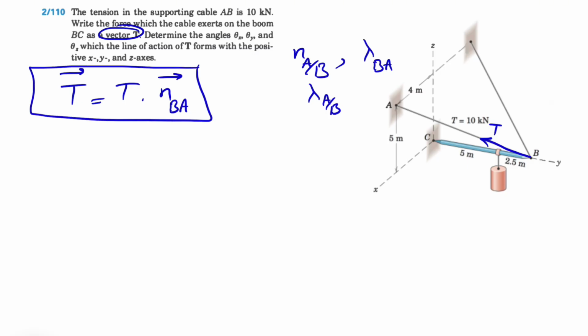So how are we going to find the n_BA? For finding this, we need to find the vector from B to A, and we can divide that by the magnitude of BA, and pretty easy we can find the unit vector in this, and we just have to figure out how we are moving on XYZ axis when we are moving from point B to A.